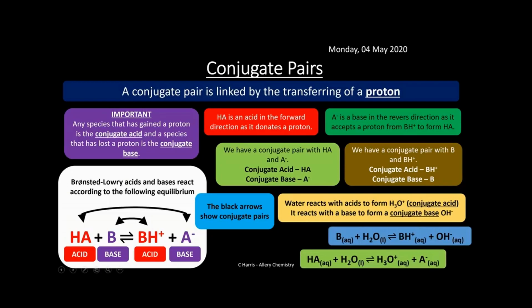So here's an example, a base with water. A base reacts with water to form BH plus and OH minus. So the B here is effectively acting as a base because it's accepting a proton to form BH plus. Whereas here, HA, which is the acid, is reacting with water, and water acts as a base because it's receiving that proton, and HA is effectively breaking up to form A minus.